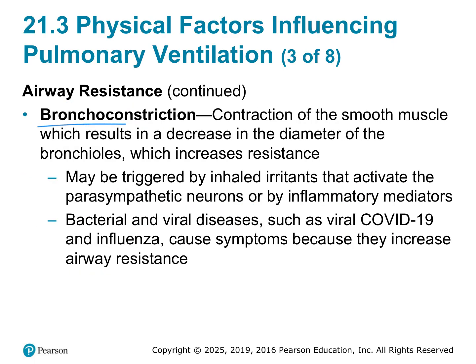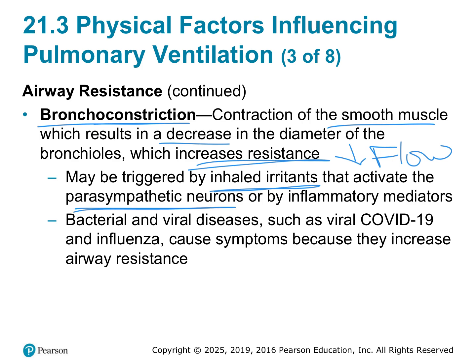And then we have bronchoconstriction. Here the smooth muscles are going to contract, decrease the diameter of the bronchioles. That would increase resistance. That would then decrease flow to the lungs. This can be triggered by inhalants. So you might have some inhalants that are irritating the system, and they would activate the parasympathetic neurons, or we might have activation for bronchoconstriction through inflammatory mediators.